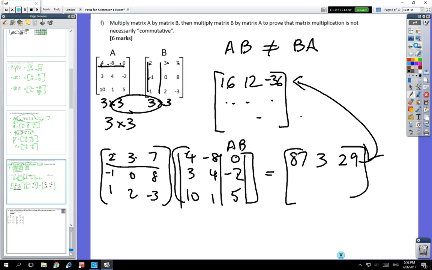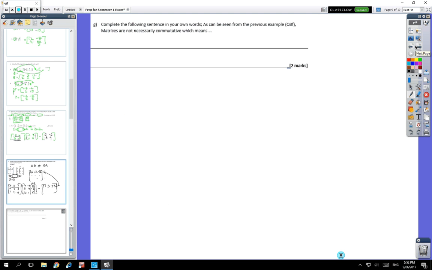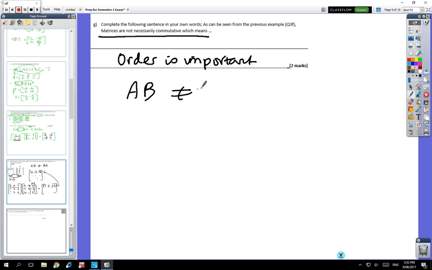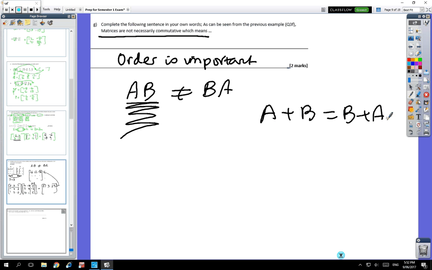Okay, let's move on. Complete the following sentence in your own words. As can be seen from the previous example, matrices are not necessarily commutative, which means the order is important. So whatever the order is in the question, you can't change it. So AB is not BA. Whatever the order is in the question, stick to the order. Okay, straightforward. You can add in any order, but you can't multiply.